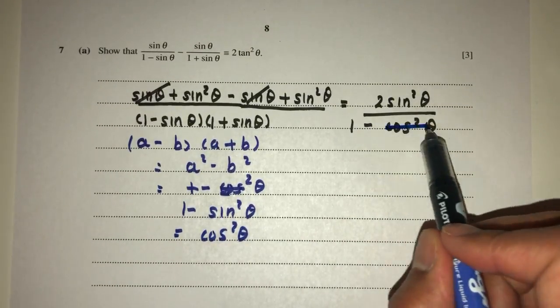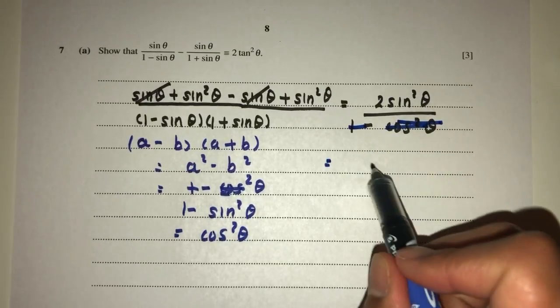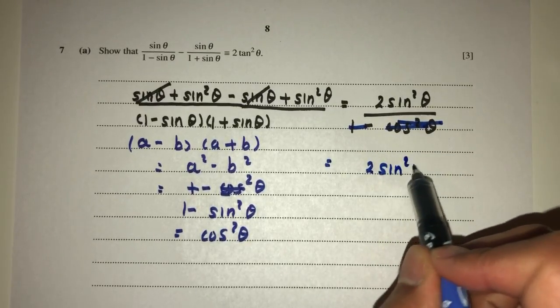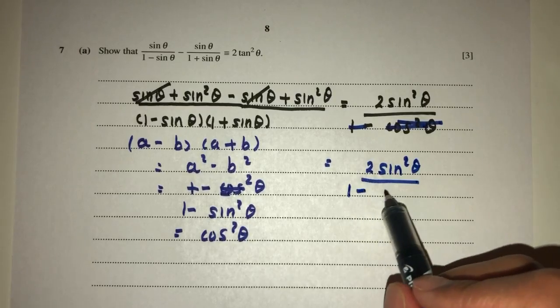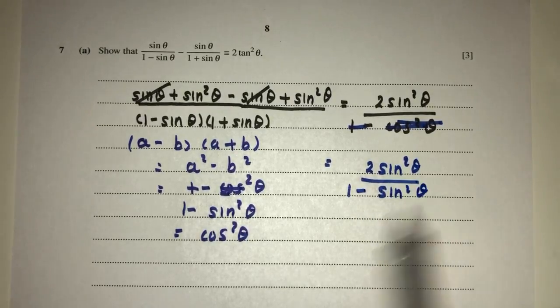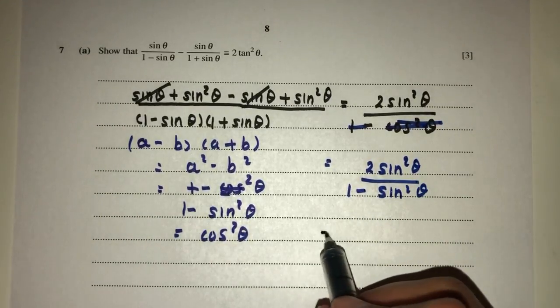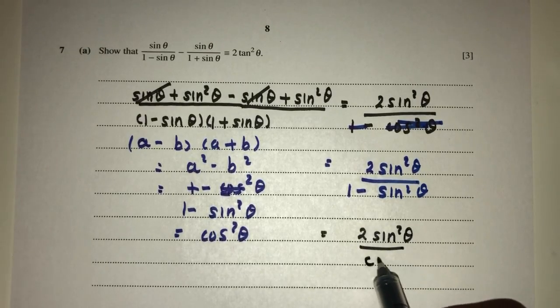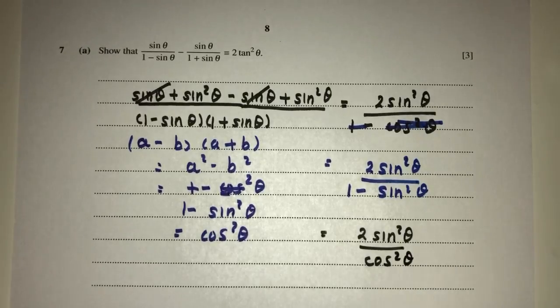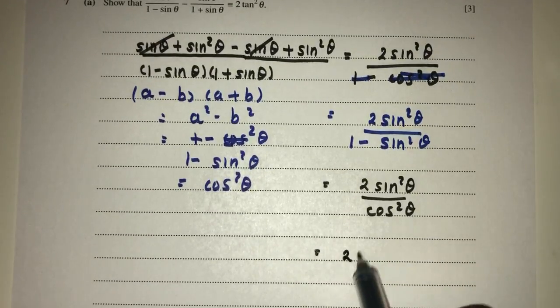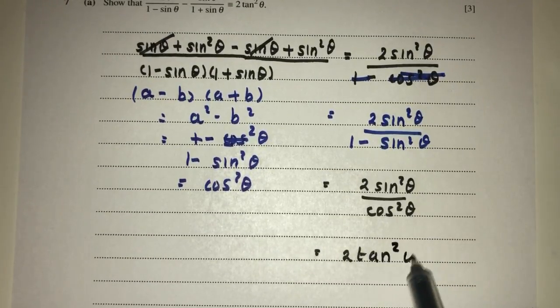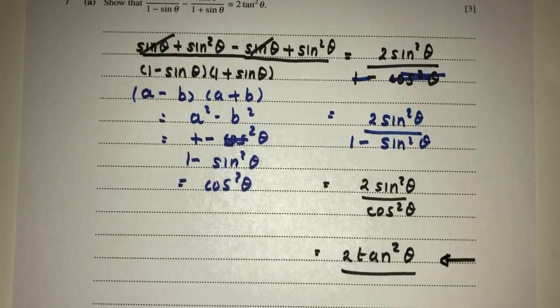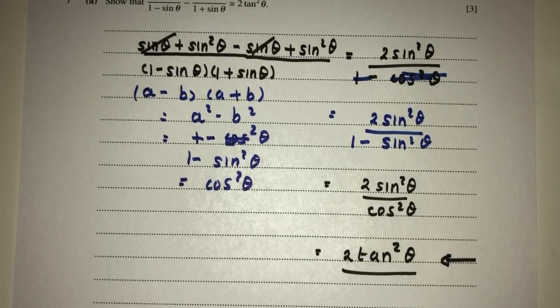1 minus sine square theta. So let's write that again. So it will be 2 sine square theta over 1 minus sine square theta, not cos. Now from this we can have 2 sine square theta divided by cos square theta. So this will become 2 tan square theta. And this is shown as required for part A of question 7.